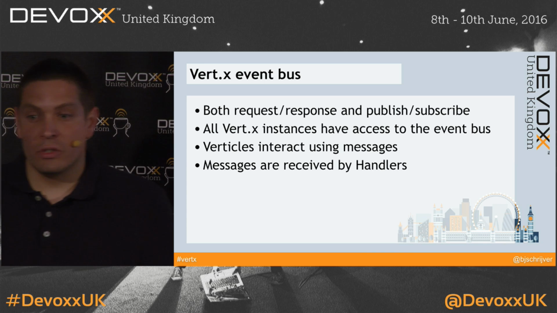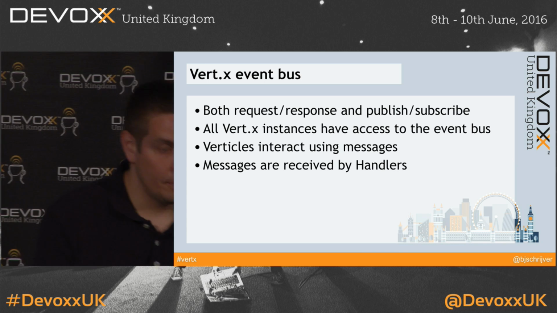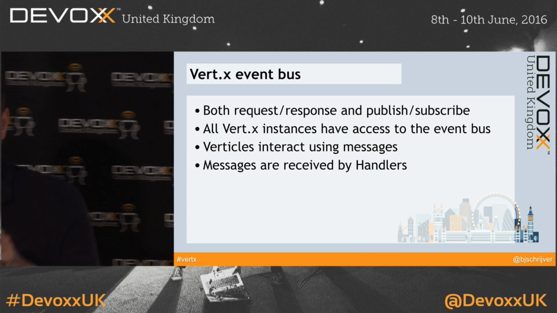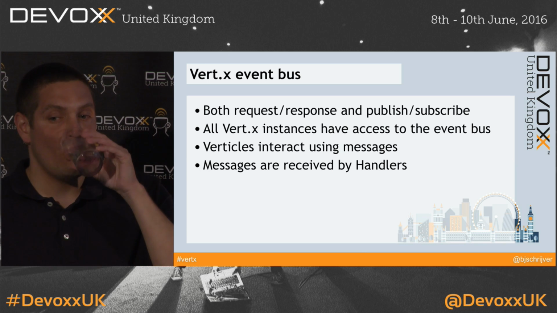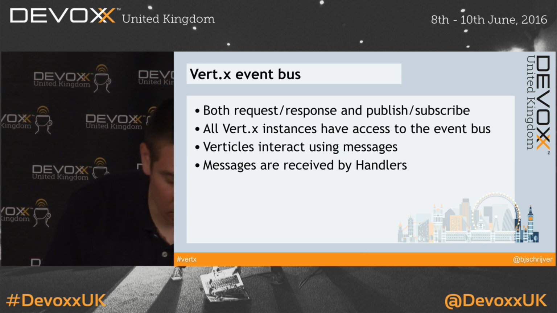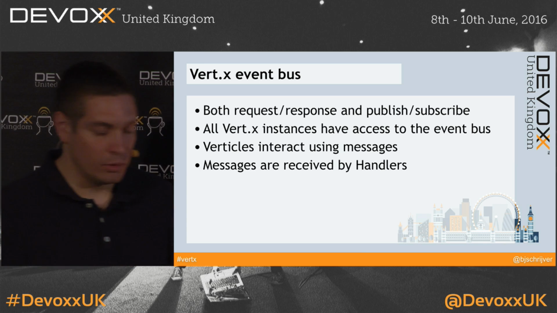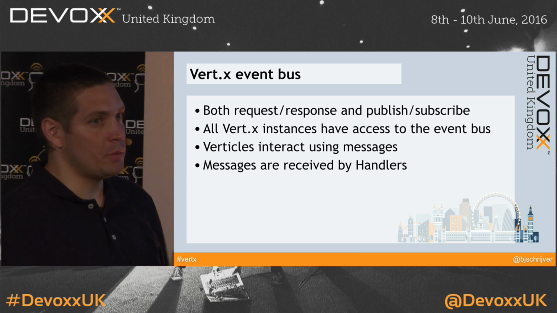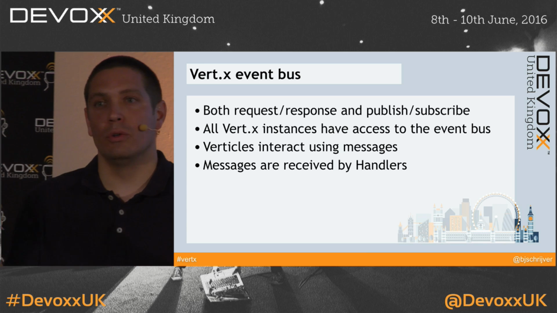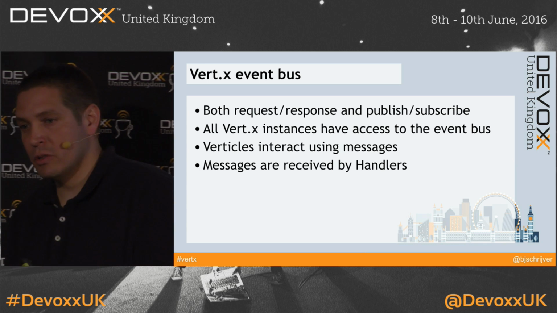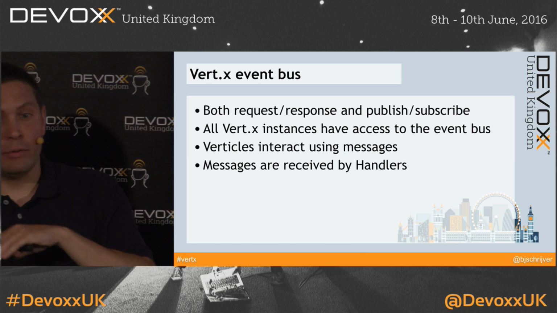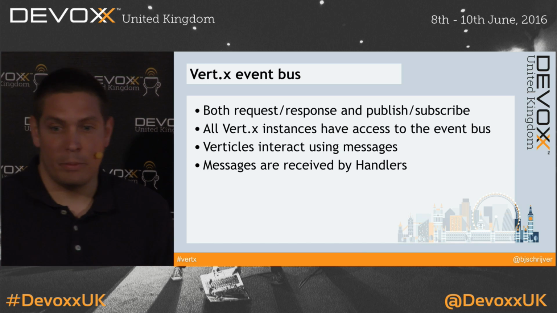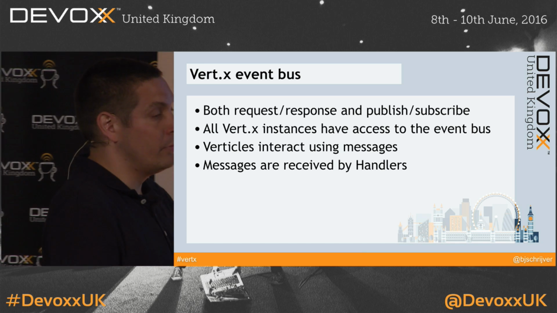So about the event bus, it's just a message bus, and you can use it with a request-response model or a publish-subscribe model. So you can either send a message to a single address and take the response, or publish a message to a specific feed, and all the subscribers will get that message. All Vert.x instances have access to the event bus, and verticles interact with each other by using messages. And these messages are received by handlers.